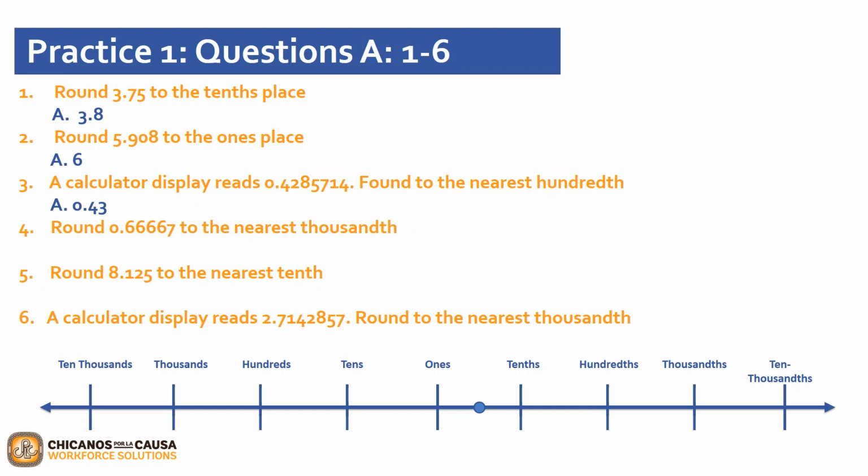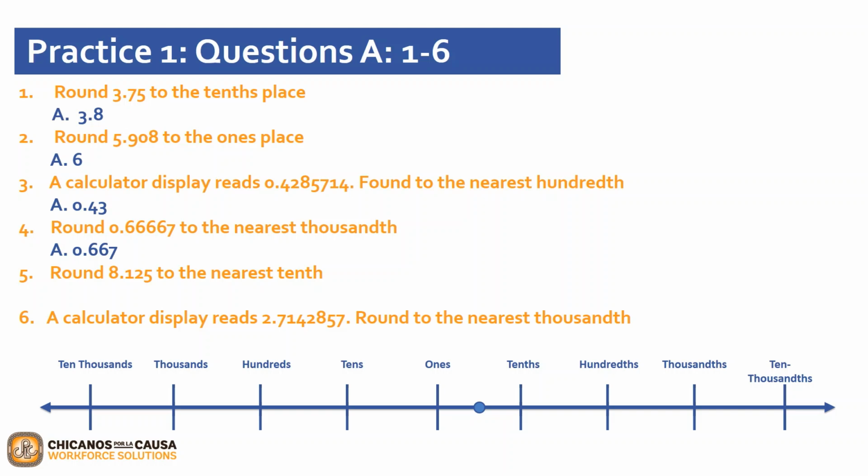The digit that is currently in the thousandths place is 6. If we look to the right of that, we have another 6. This indicates to us that we are actually going to have to round up. Therefore, our final answer is going to be 0.667.